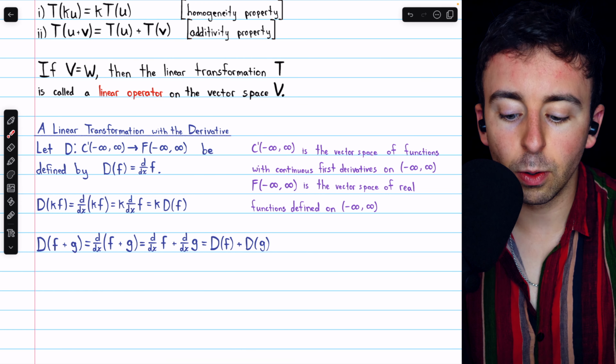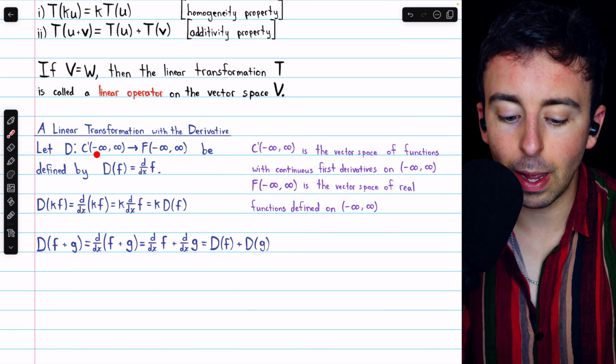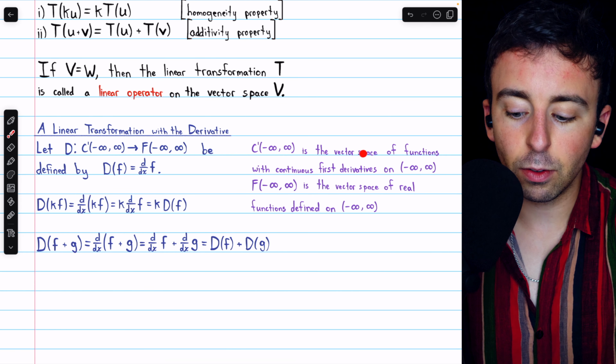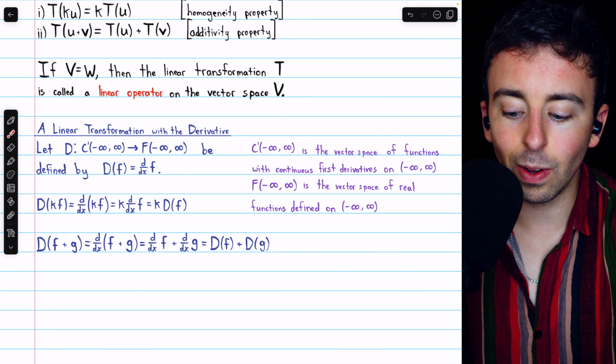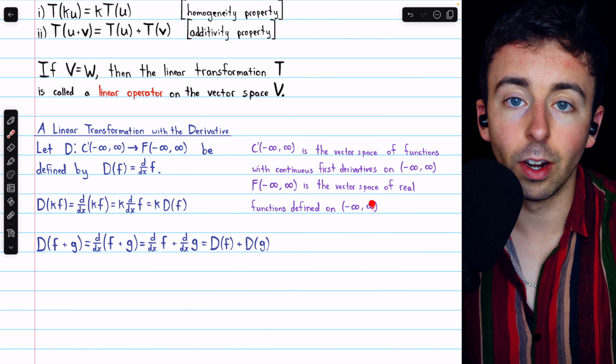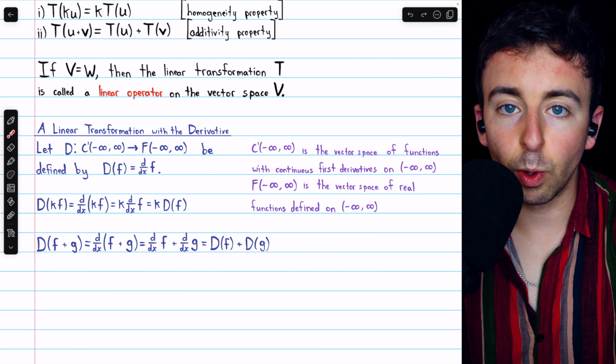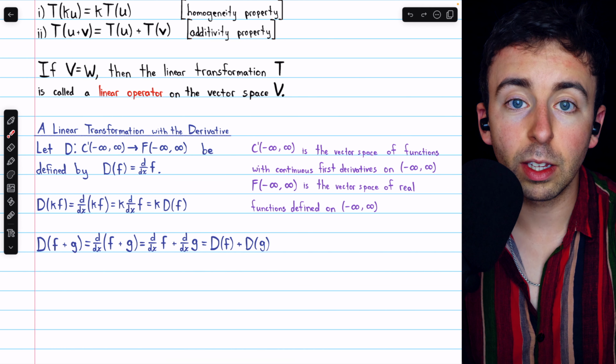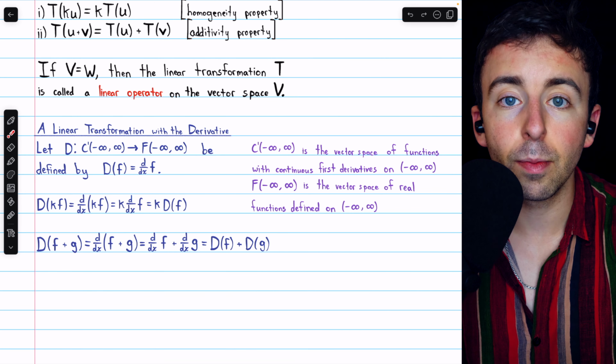Once more, just to make the notation clear, this vector space, the domain, is the vector space of functions with continuous first derivatives on the real numbers, and this vector space, the codomain, is the vector space of real-valued functions on the real numbers. Now, why is the derivative operator a linear transformation? Well, let's verify the properties.